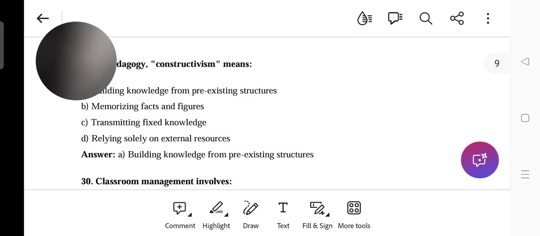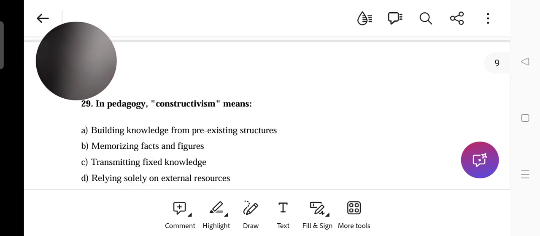So the option A will be the appropriate. The building knowledge from pre-existing structure. Here asked the pedagogy constructivism. In pedagogy, constructivism means what? Building knowledge from pre-existing structure. Okay.